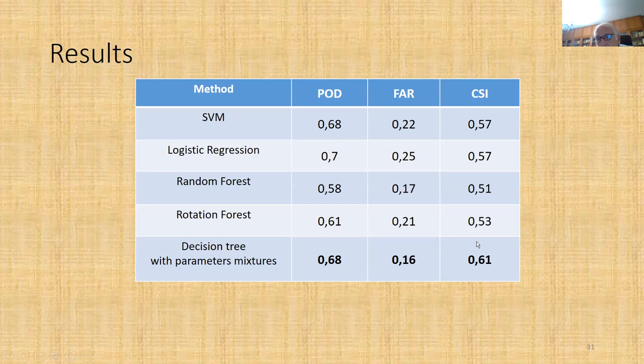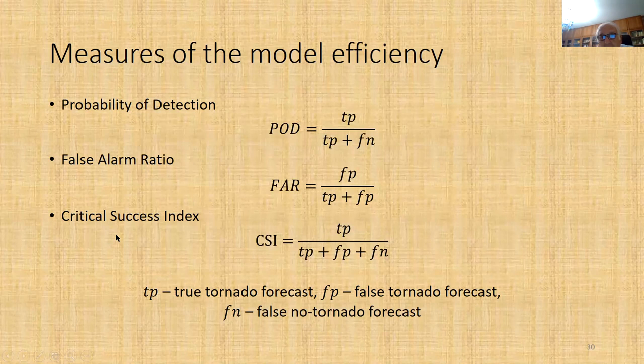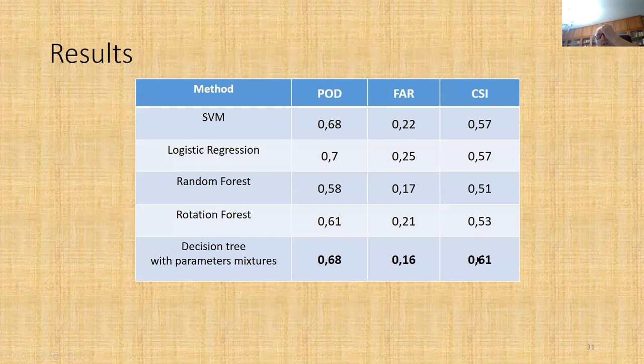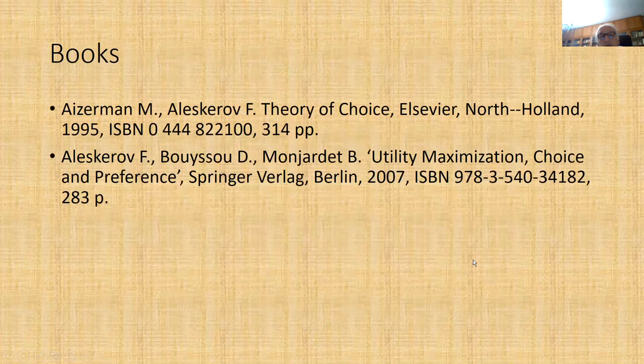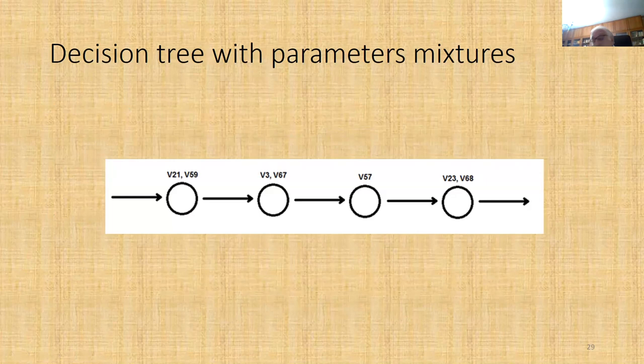In fact, you should look here. This is the so-called critical success index, because it also includes true tornado predictions, non-tornado predictions, and false tornado forecasts. So we have 61%. I can say that in this field, every 0.5% of improvement is considered a great result. So we have 4% by using this method. Here I would like to stop, because in fact I finished everything.